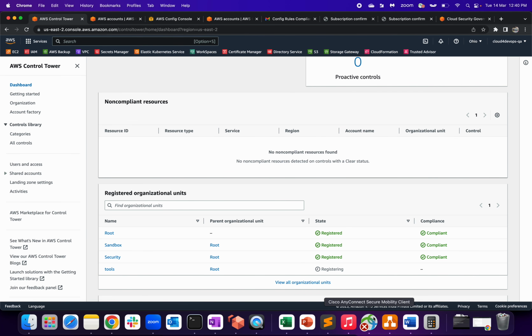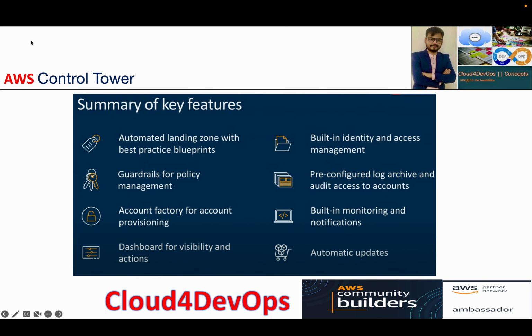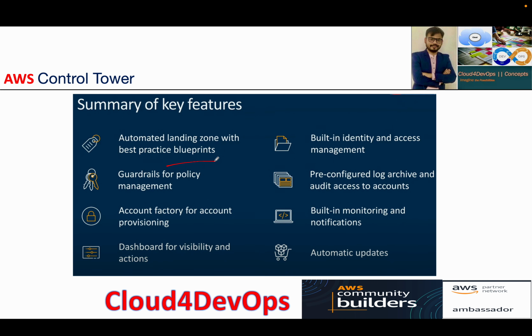Now, before ending this entire lecture, let's look at this. Let me start the presentation slide. So these are the key features of Control Tower. We are getting an automated process for landing zone with best practices, guardrails for policy management, and account factory for account provisioning with a few pieces of information. You can provision your account, and there is a dashboard for visibility and action where you can see compliant, non-compliant, and all the enabled controls, built-in IAM, pre-configured log and audit accounts, and built-in monitoring and notification with SNS and CloudWatch, and automatic updates.